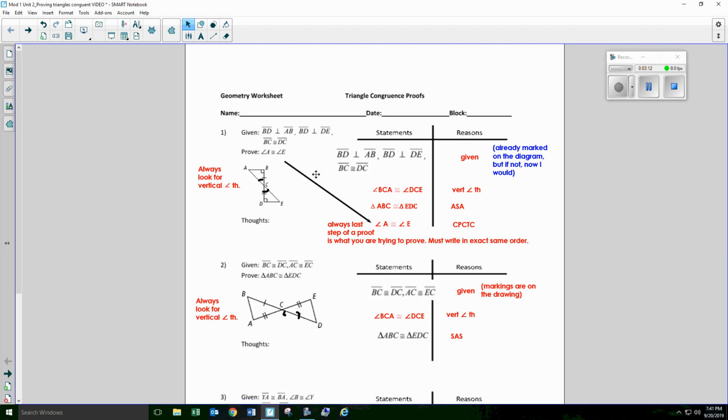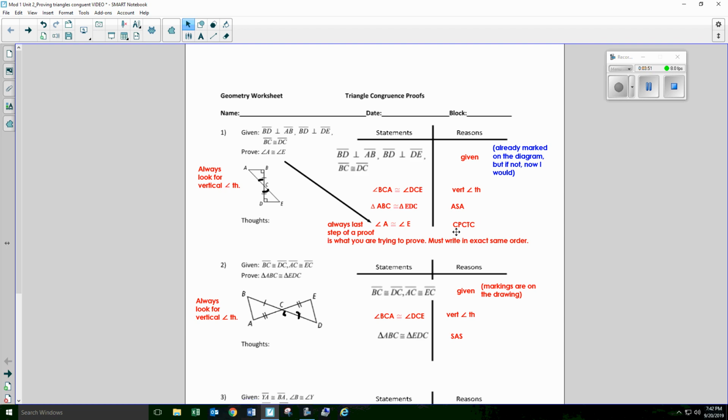You didn't have to choose ABC, you could have gone BAC, you could have gone BCA, but if I go BCA, then I have to go DCE. If I go BAC, I have to go DEC. I have to still keep it in corresponding order. The justification is still ASA. So now that I've proven the two triangles congruent, remember I said after you prove the two triangles congruent, that means the other corresponding parts are also congruent. Well, angle A here is one of those other corresponding parts that match up with E here. So now I can say angle A is congruent to angle E by CPCTC.